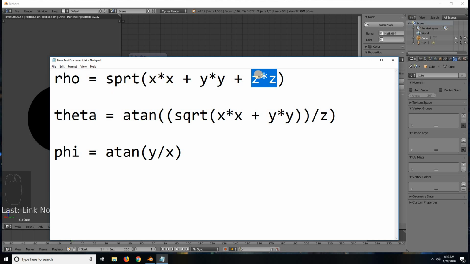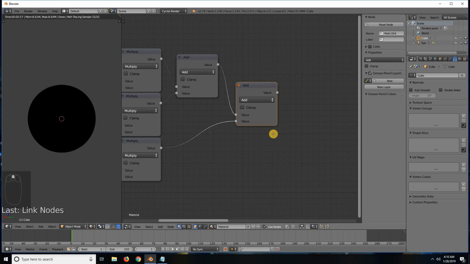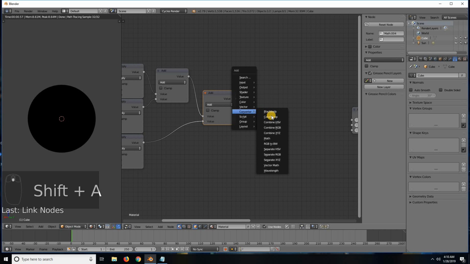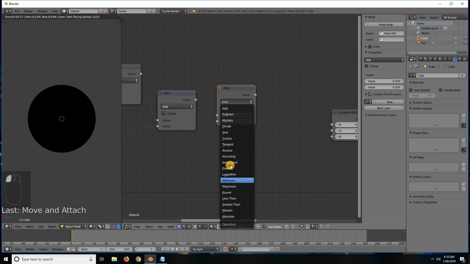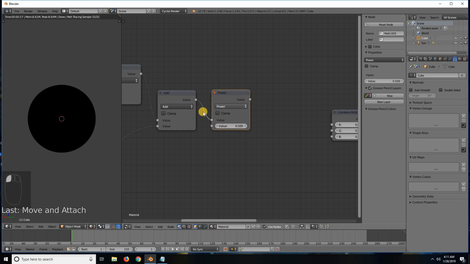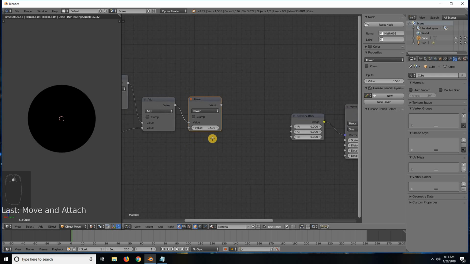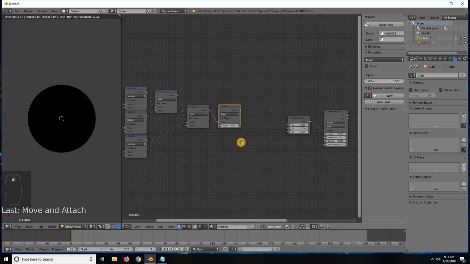Now we just need to find the square root of that sum. And as we talked about in the last one, we can easily find the square root with another math node, because a number to the power of 0.5, or to the power of half, is the same thing as just finding the square root of a number. 9 to the power of 0.5 is 3. 81 to the power of 0.5 is 9, so on and so forth. So yeah, that's the easiest way to find the square root with our math nodes in Blender.